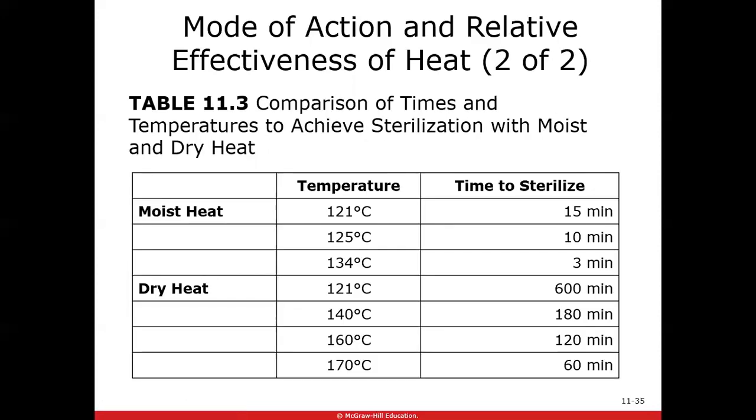Here's a comparison of the times and temperatures to achieve sterilization with moist and dry heat. Remember, sterilization is when you kill all microbes, vegetative and bacterial endospores. With moist heat at 121 degrees Celsius, which is about 250 degrees Fahrenheit, it would take about 15 minutes at that temperature to kill all endospores and all vegetative bacteria.